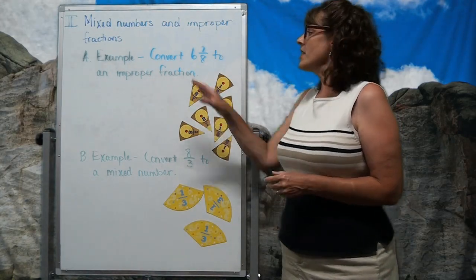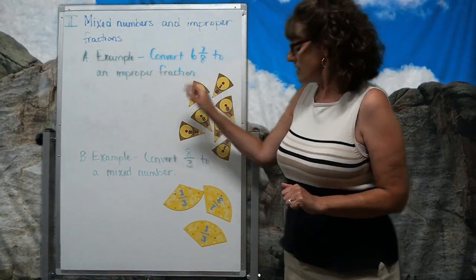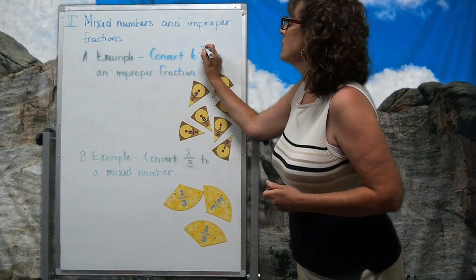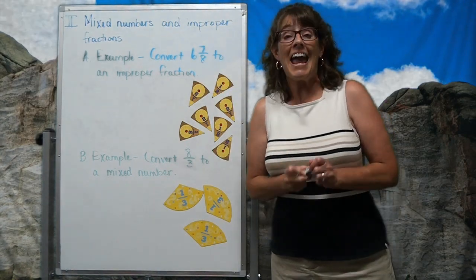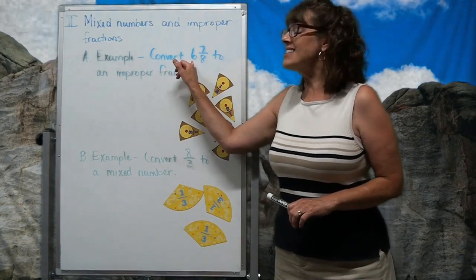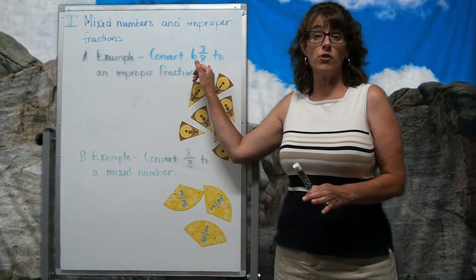Now, we need to understand this concept of a mixed number, what it indicates. When I have 6 and 7/8, be very careful and listen to those words carefully. 6 and 7/8. So what that tells me is I have 6 whole units and then a portion of another unit.